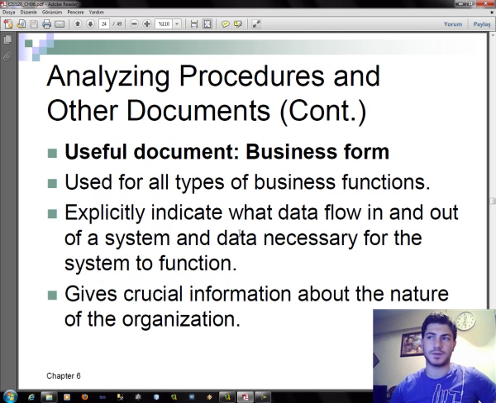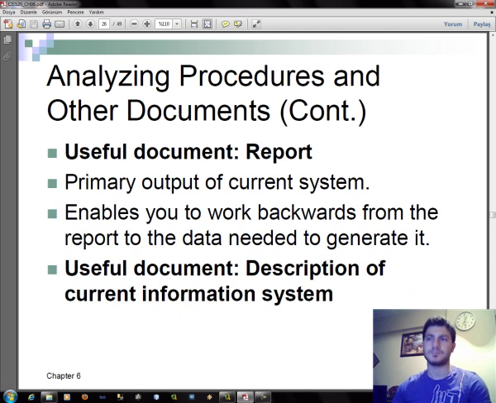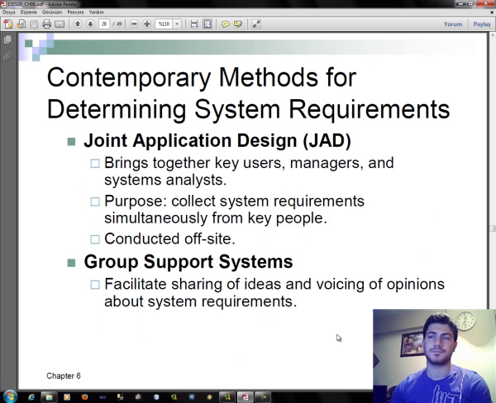Useful document: business form. Used for all types of business functions, forms explicitly indicate what data flow in and out of a system and data necessary for the system to function. It gives crucial information about the nature of the organization. Useful document: report. The primary output of the current system enables you to work backwards from the report to the data needed to generate it. And the other useful document: description of current information system.